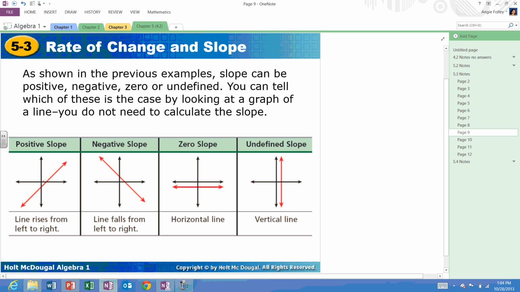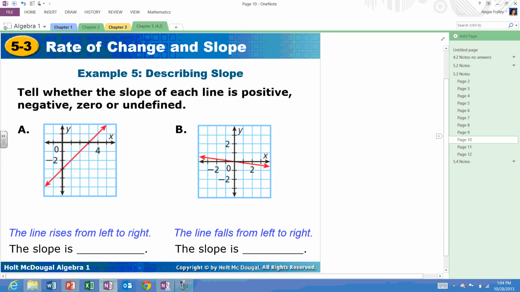So again, things to keep in mind. We can tell it's a positive slope if it's leaning up in this direction. Negative slopes lean over to the left. 0 slopes are anything running horizontally. And undefined slopes are anything running vertically up and down. So we're going to tell whether the slope of the line is positive, negative, 0, or undefined. Because it's leaning up to the right, this is a positive slope. It's rising from the left to the right. In this one, the line is falling from the left to the right, so it's negative.